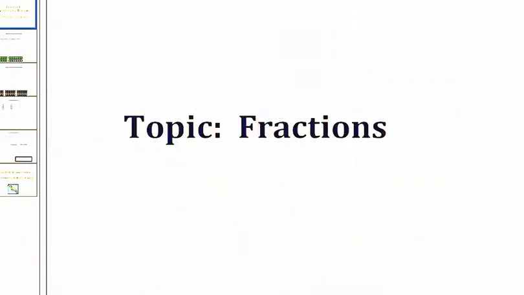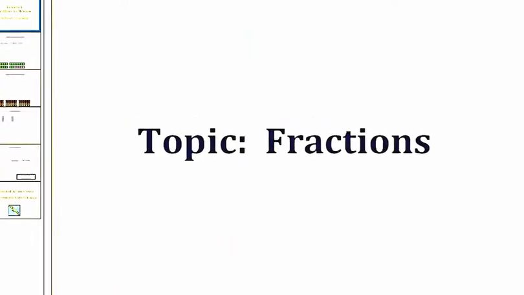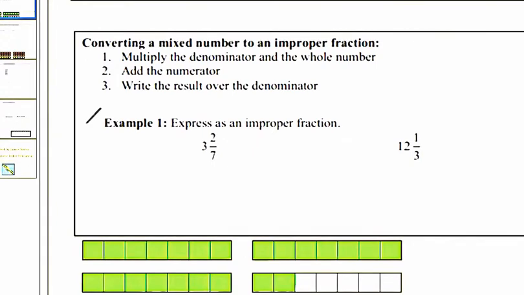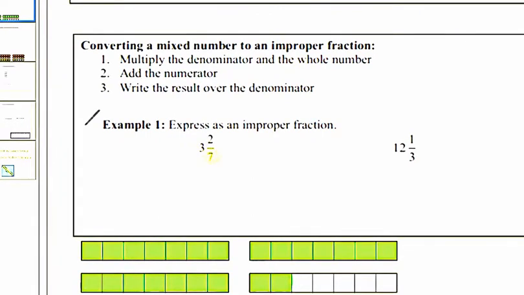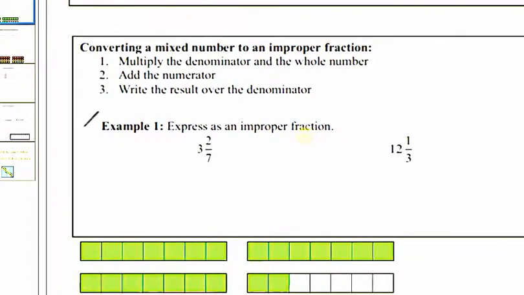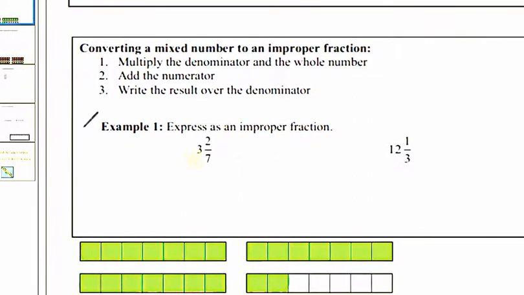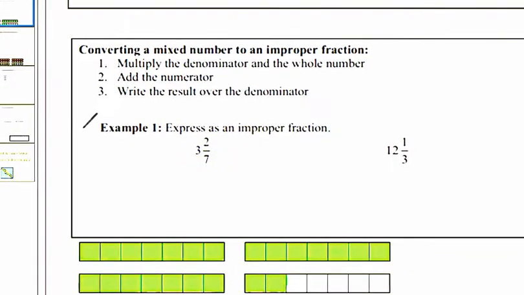Welcome to Lesson 1.2. In this lesson we'll be reviewing some of the basic skills involving fractions. We'll first review how to convert a mixed number to an improper fraction. A mixed number is a whole number and a proper fraction. An improper fraction is a single fraction where the numerator is greater than or equal to the denominator. So we first want to convert 3 2/7 to an improper fraction.